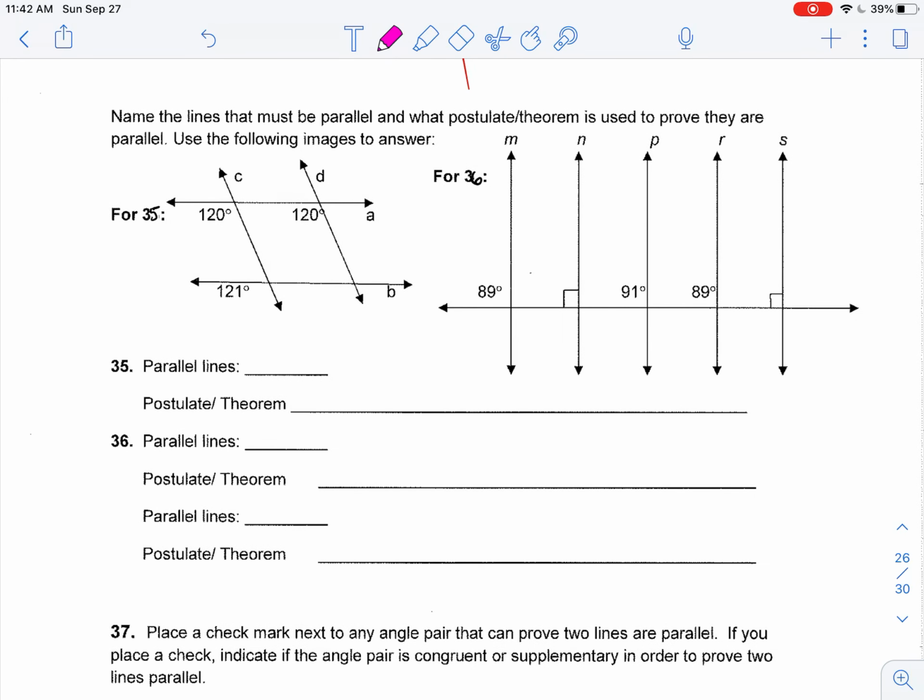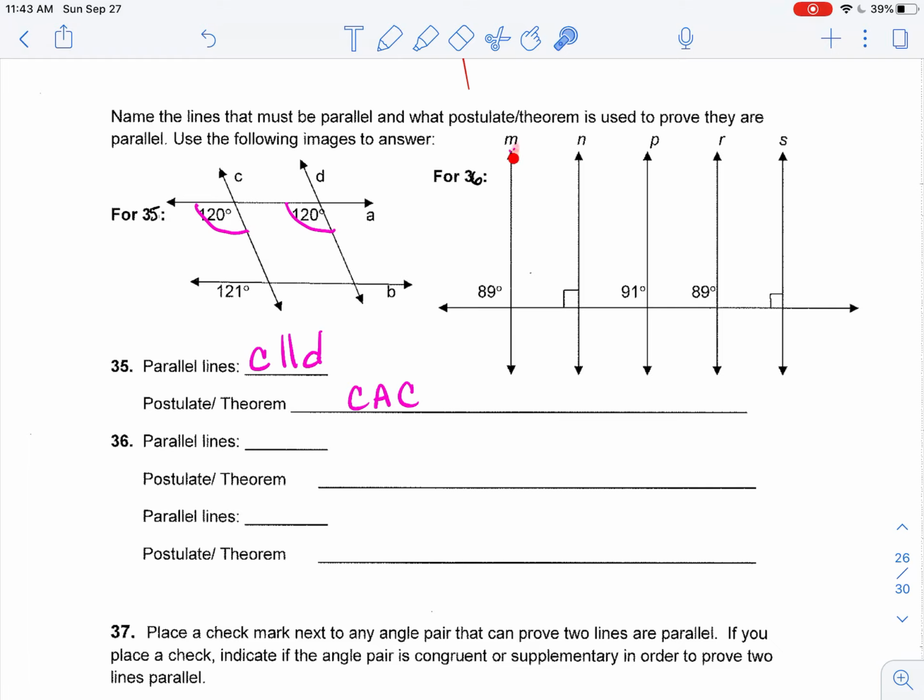Name the lines that must be parallel and what postulate or theorem is used to prove they are parallel. Okay, I think there was some weirdness over here, so I went ahead and said this is going to be for 35 and then for 36. Okay, so for 35, if I know that these two angles are congruent, this angle corresponds with this angle, and A is my transversal, that means I know that C is parallel to D. So C is parallel to D, and that is your corresponding angles converse. The converse of the corresponding angles theorem states that C and D are parallel.